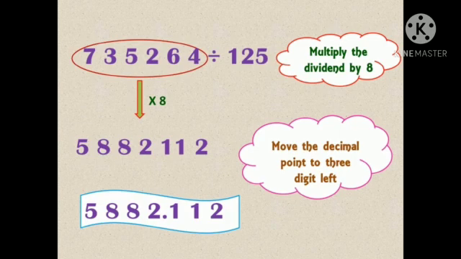So now let me explain the reason for multiplying the dividend by 2, 4 or 8 and moving the decimal point to the left instead of dividing the number by 5, 25 or 125. So some might have known. Those who are interested to know the reason may continue watching the video.